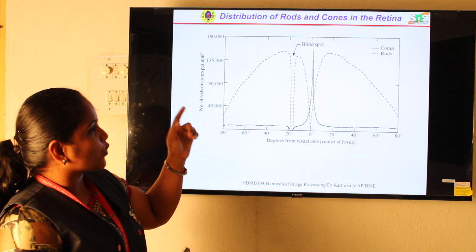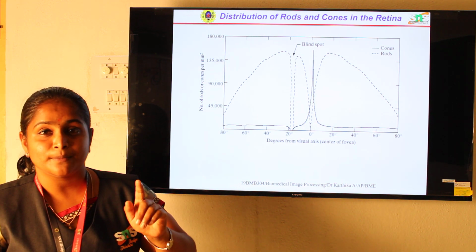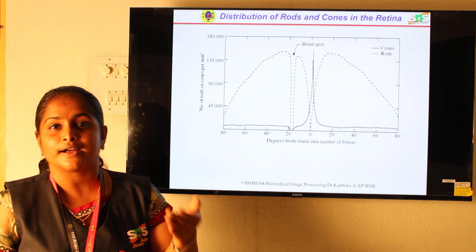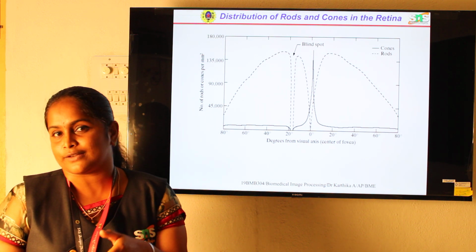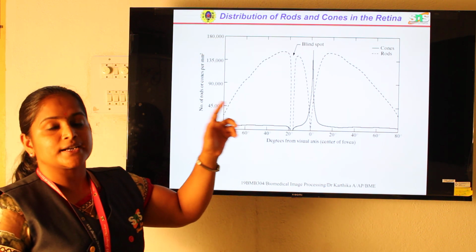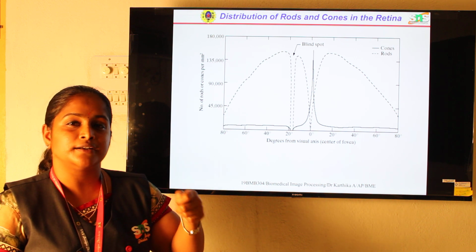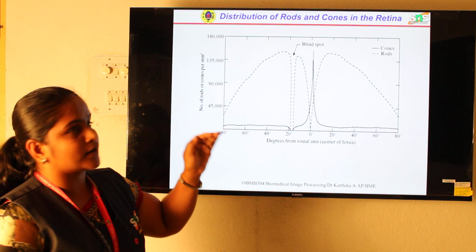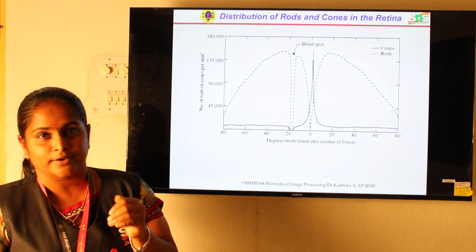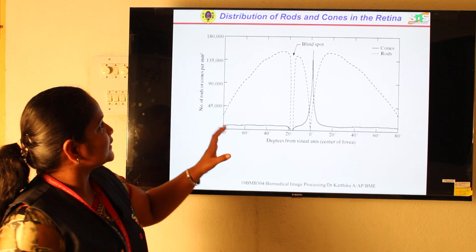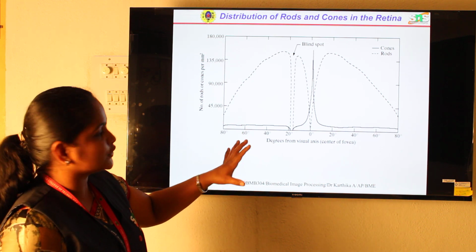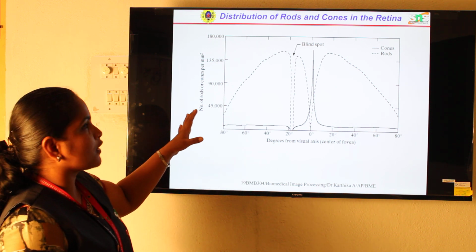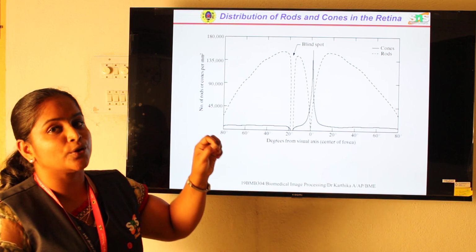First of all, cones contain 6 to 7 million elements in the human eye, and are responsible for bright light vision, that is photopic vision. And also rods, which are represented in dotted lines here, are responsible for scotopic vision, that is dim light vision. And here this graph shows the degrees from visual axis, center of fovea, to the number of rods or cones per millimeter square in the human eye.